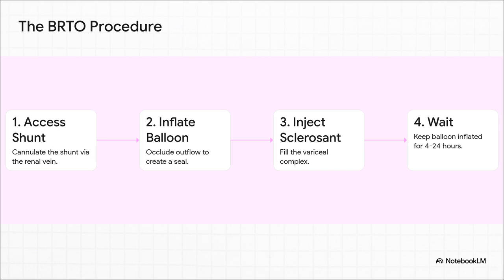So here are the basic steps. You get into the shunt, you inflate the balloon to get a good seal, you inject your sclerosant until the whole variceal complex is full, and then, and this is a really vital part of the whole thing, you have to leave that balloon inflated for several hours, sometimes up to a full day, to really let that sclerosant do its job before you can finally deflate and pull everything out.